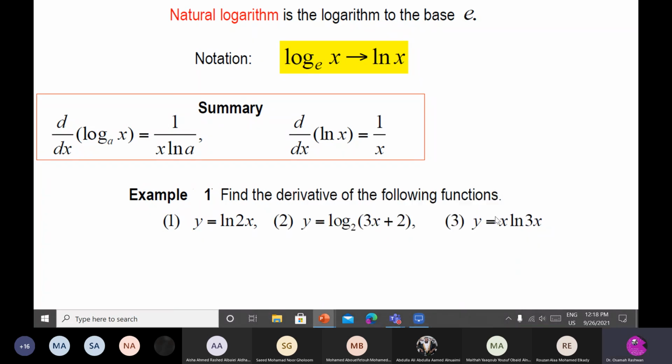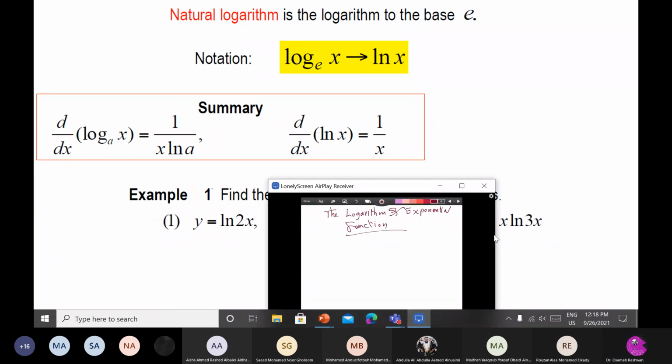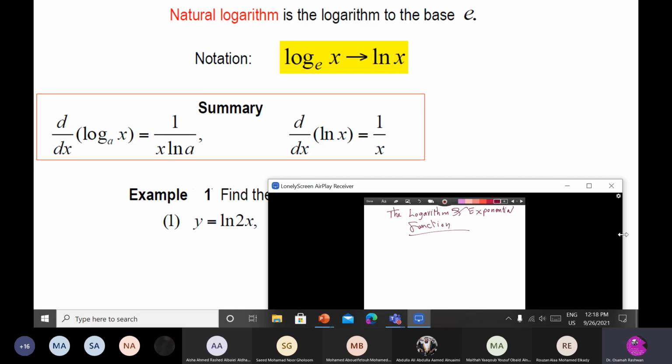Let's go for the first one. Yes, I know the chain rule now. d by dx for ln 2x. This is exactly, I remember the chain rule all the time, like boxes inside each other, right? So what is the big box? It is the ln. What is the small box? 2x, right? The big box is ln and the smaller box is 2x.